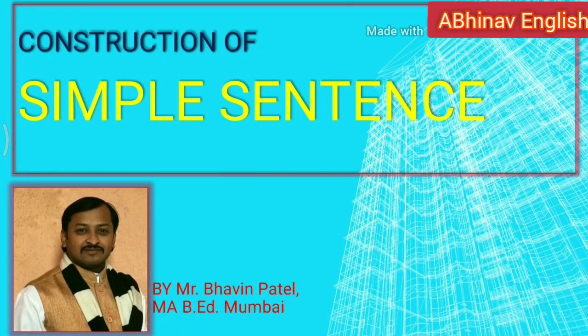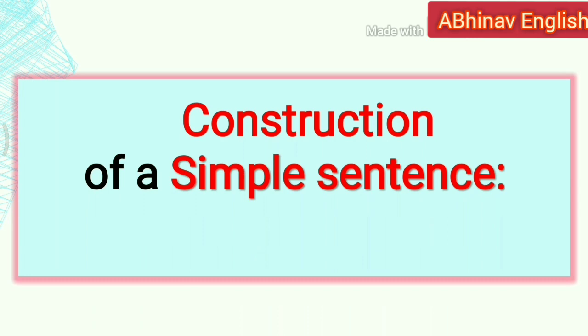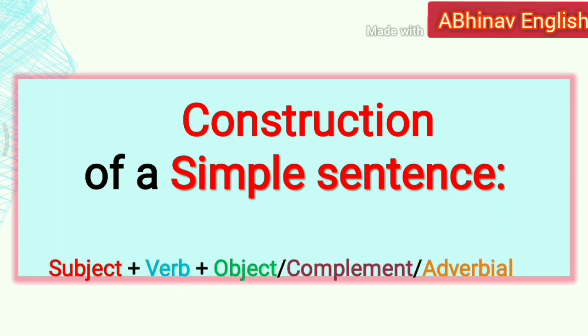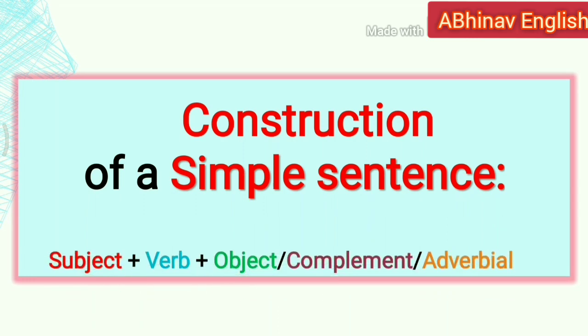Today we are going to learn the construction of a simple sentence. Construction of a simple sentence comprises subject plus verb plus object or complement or adverbial. Now let us see one by one the different elements of a simple sentence. Subject plus verb plus object.